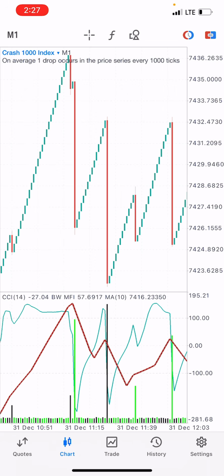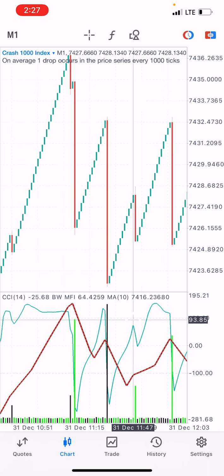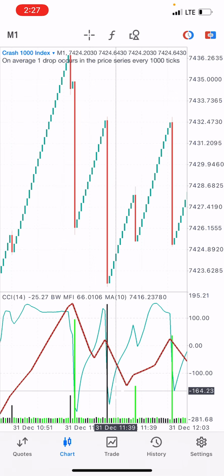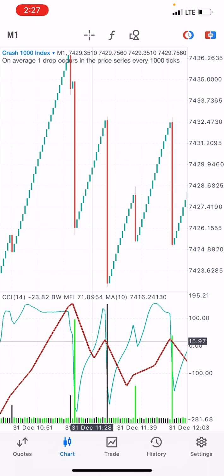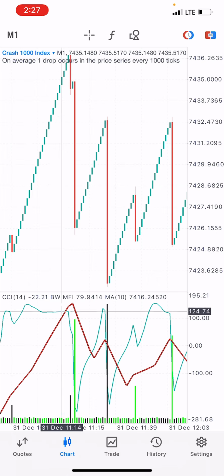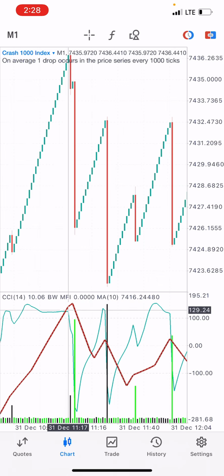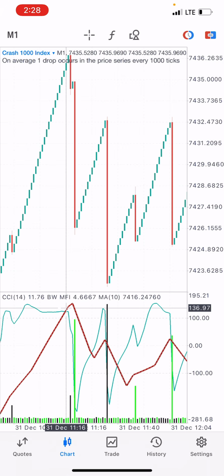So at Crash 1000 Index, guys, you are looking at the red moving average to cross above this green line at the overbought level, not at the oversold level. Oversold level is for boom, overbought level is for crash, because you are looking to sell for crash and you're looking to buy for boom. So since it crosses above, guys, you expect a spike. You can see this point, it crosses above at this point, and then look, a spike.